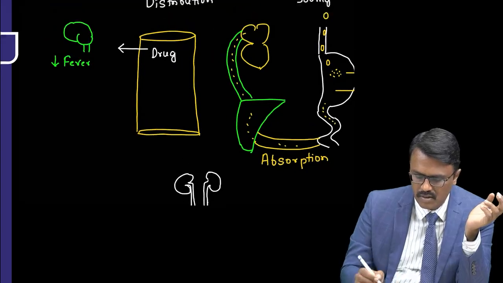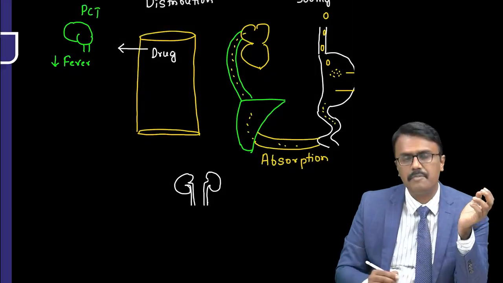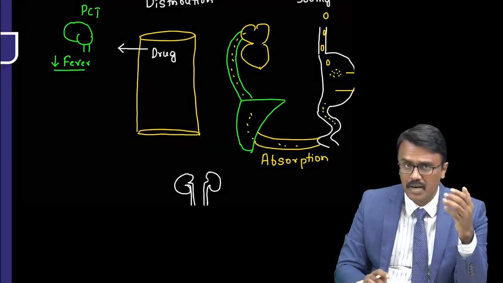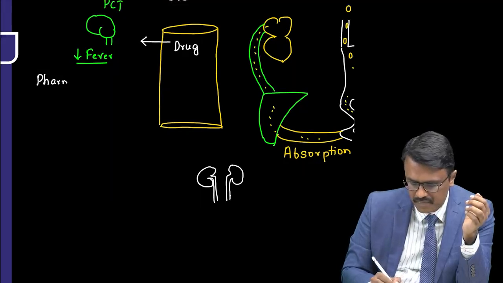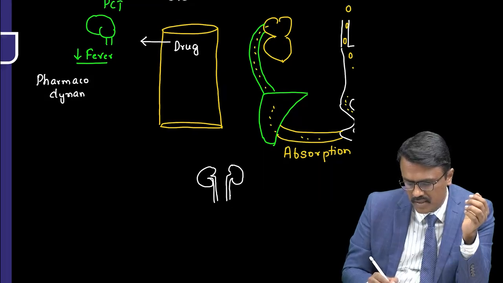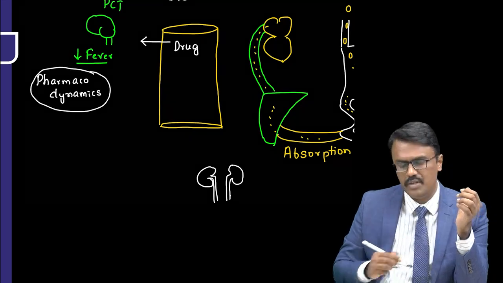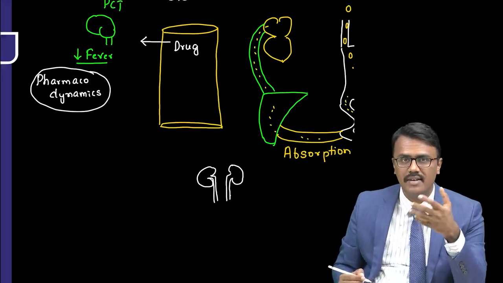So the drug paracetamol enters the brain and decreases the fever. Now this decrease in fever, we have a separate branch for that, and that is called pharmacodynamics. Sir, what is pharmacodynamics? We will study it in detail in the next videos. Pharmacodynamics is nothing but what the drug does to the body.